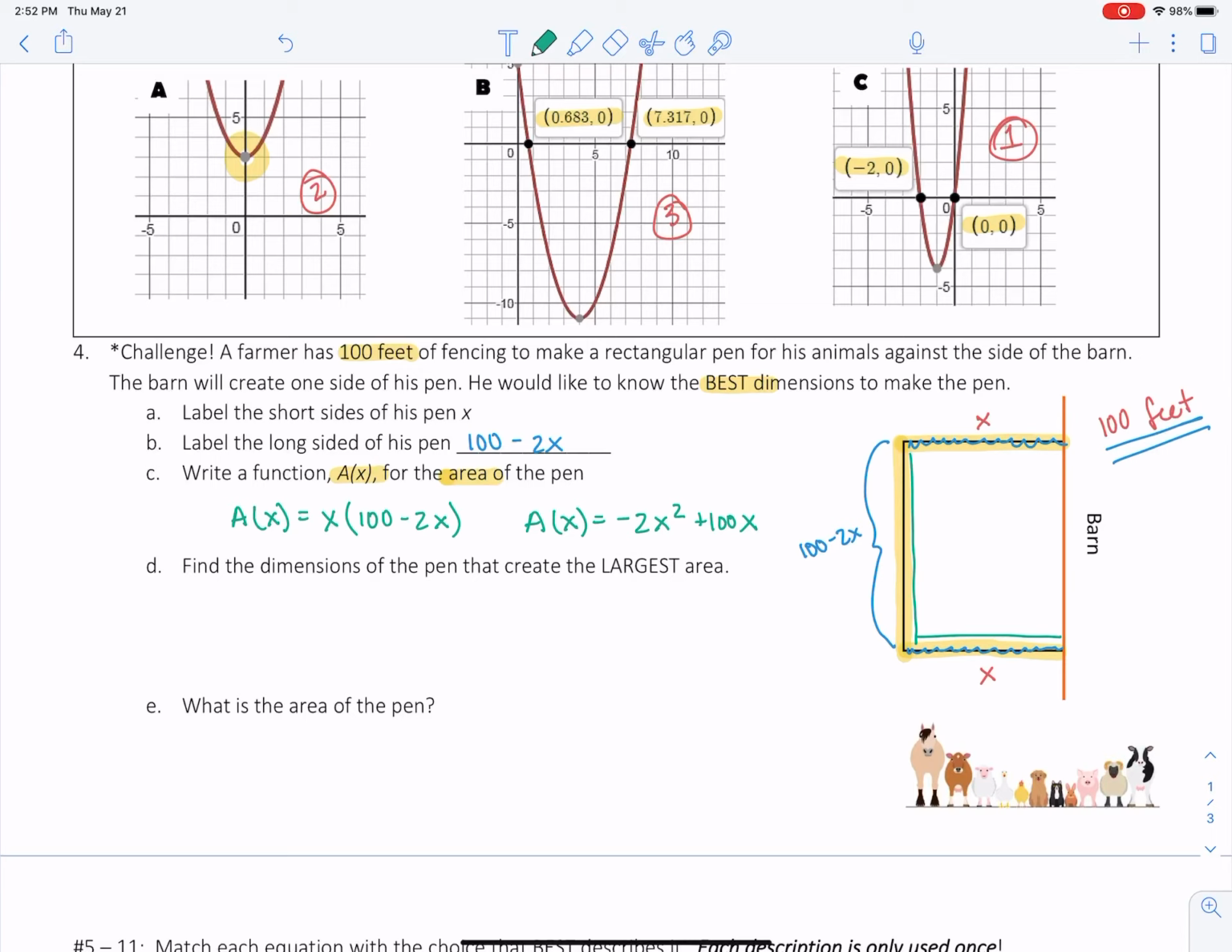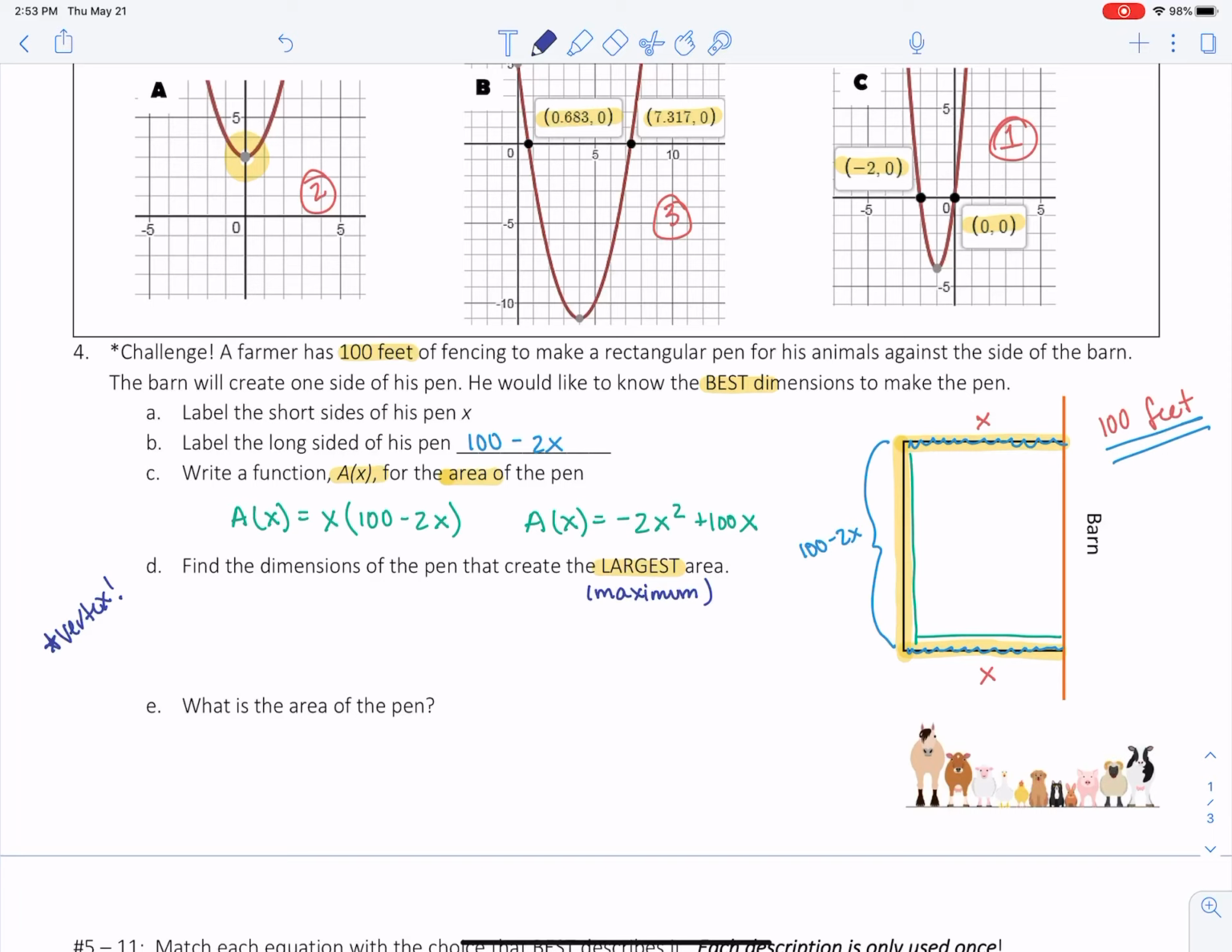Okay, now what you could have done here is a few things, but we're going to do this a little bit mathematically. Now for D, we're finding the dimensions of the pen that create the largest. Another word for largest could be maximum area. Hey, maximum and quadratics, we know how to solve for those. My maximum is going to be my vertex.